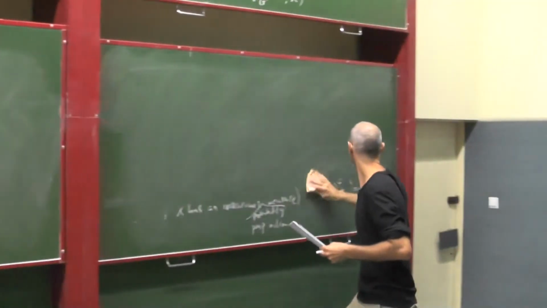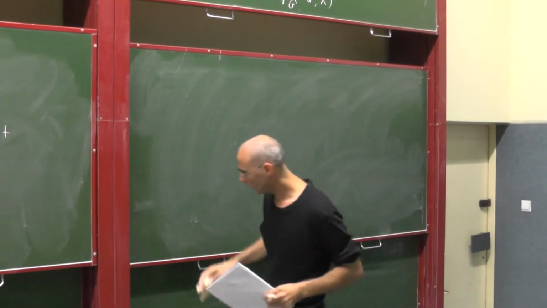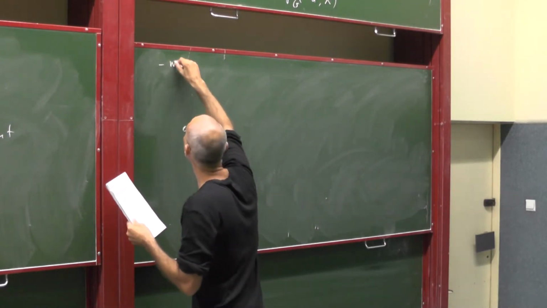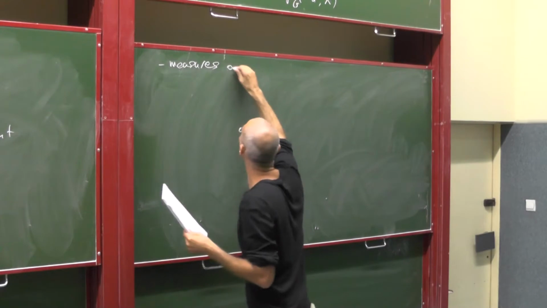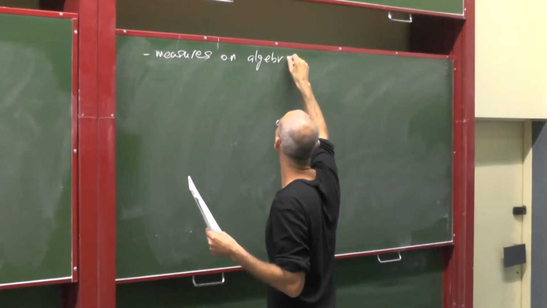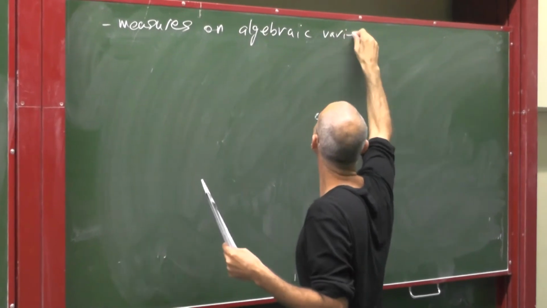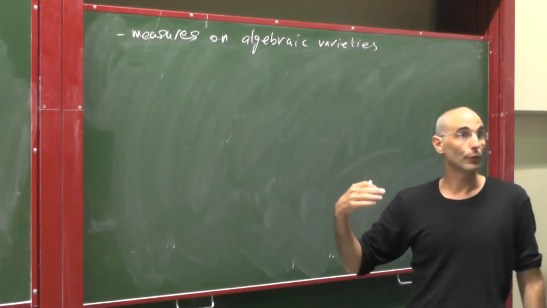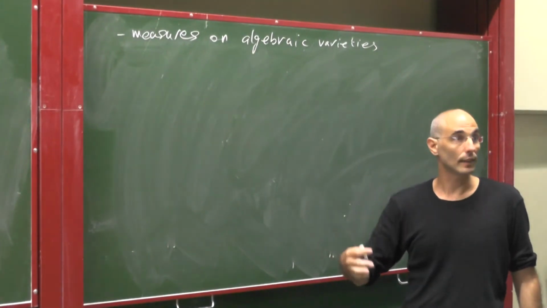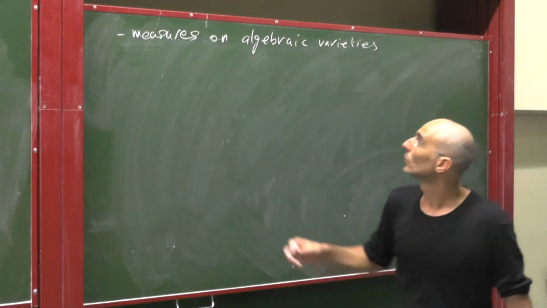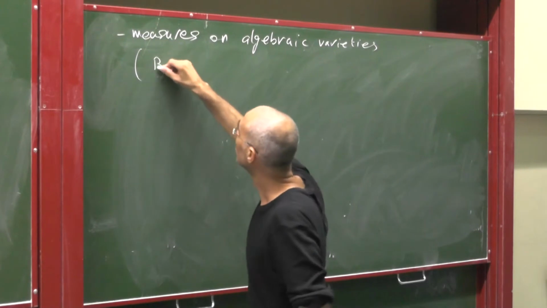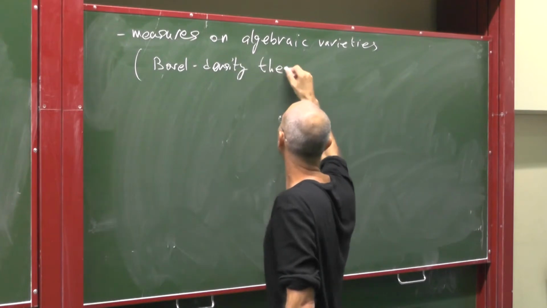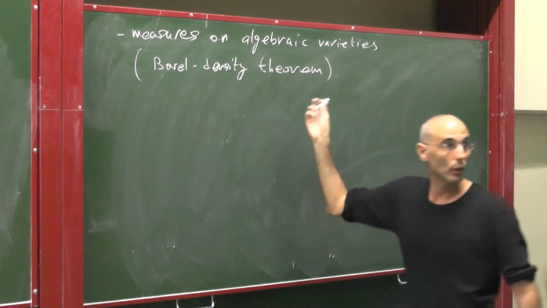Now the next topic is the connection again between the two previous ones, and this is measures on algebraic varieties. In particular, invariant measures with respect to group actions, and maybe the dynamics of the group action, an algebraic group acting not on the variety itself, but on the space of measures. So here's a typical theorem. Maybe you are familiar with the Borel density theorem and its variants, which I do want to discuss.